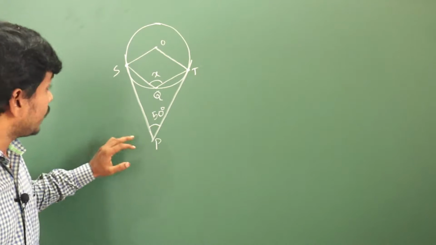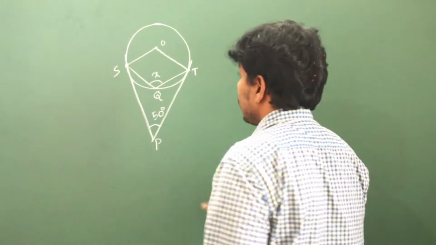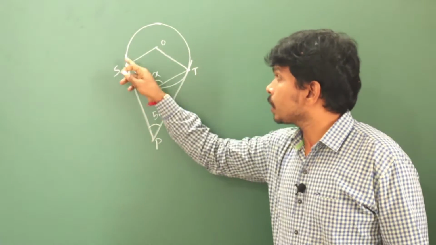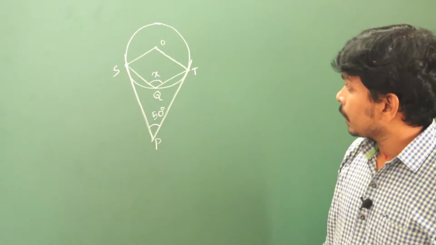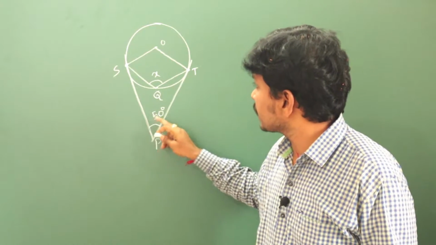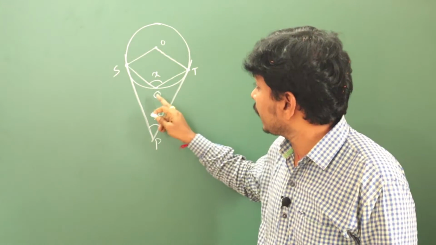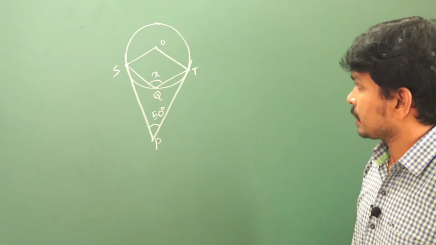Observe the problem. Here PS and PT are the tangents. These two are tangents to the circle. O is the center of the circle and angle TPS is 50 degrees. Then what is your angle TQS? You have to find out the angle TQS.